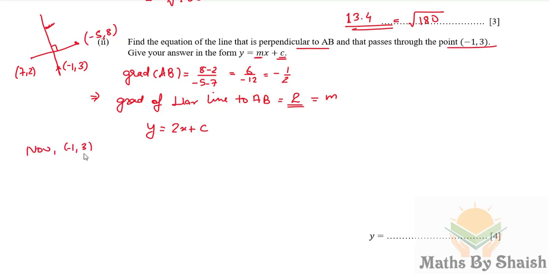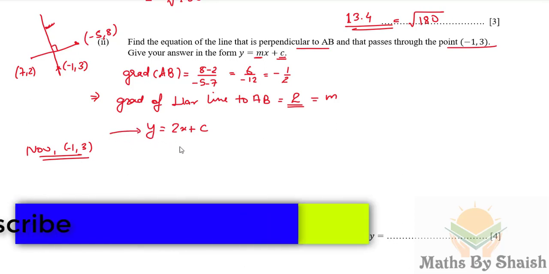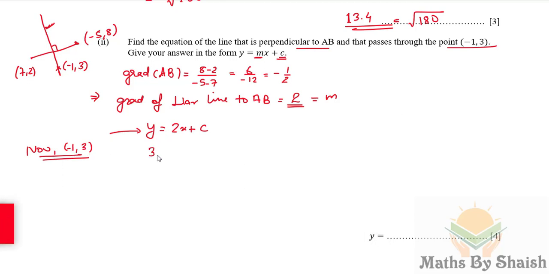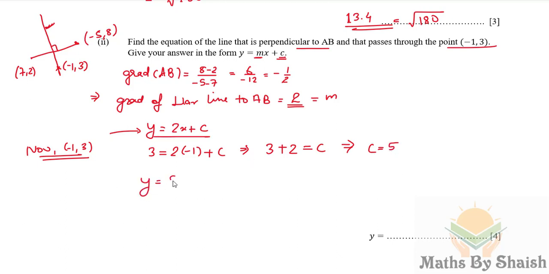Now, the point minus 1 comma 3 is lying on this line, so it will satisfy the equation, meaning when x is equal to minus 1, y would be 3. So we'll substitute here. 3 becomes 2 times minus 1 plus c. It means it is minus 2, so on the other side it would be plus 2. So from here we got the c value as 5, and hence we got the complete equation of line, y equals 2x plus 5.